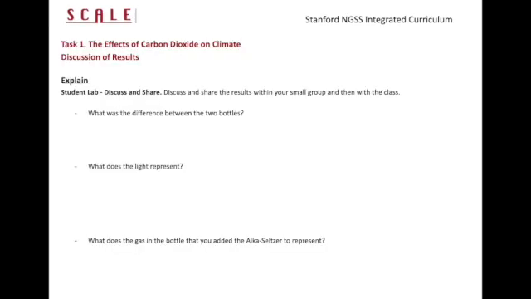It's important for students to understand the purpose of this experiment so that they can draw connections to carbon dioxide in the atmosphere. The only difference between the bottles, that is the independent variable, is that an Alka-Seltzer tablet was added to one of the bottles. The Alka-Seltzer reacts chemically with the water. One of the products of the reaction is carbon dioxide gas, which is responsible for all the fizzing and bubbling that you can observe. The light represents the sun, and the gas in the bottle both represents and is carbon dioxide, the most prevalent greenhouse gas in the atmosphere.